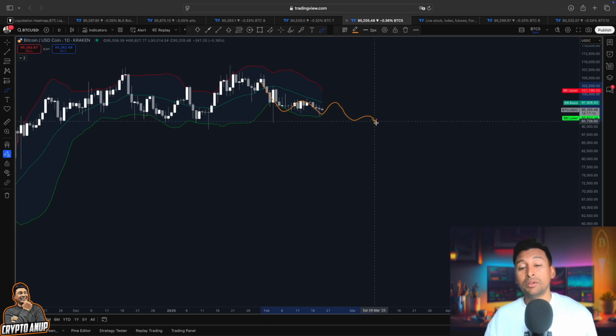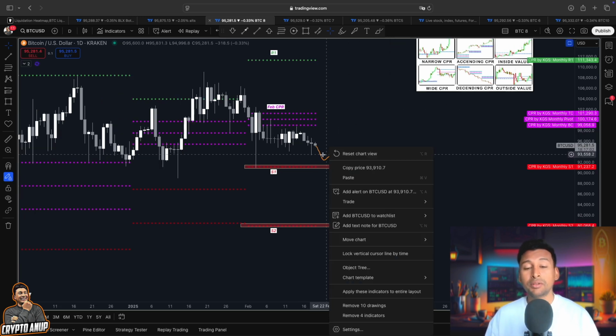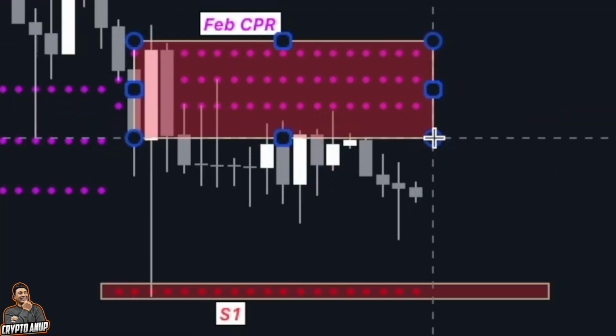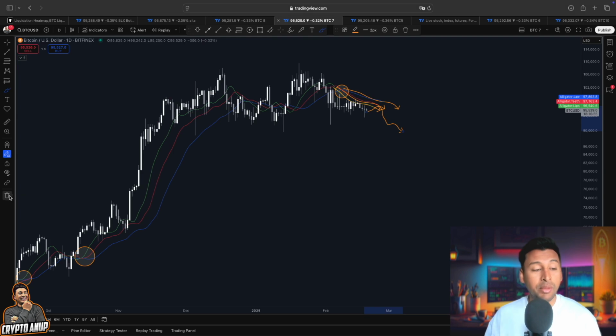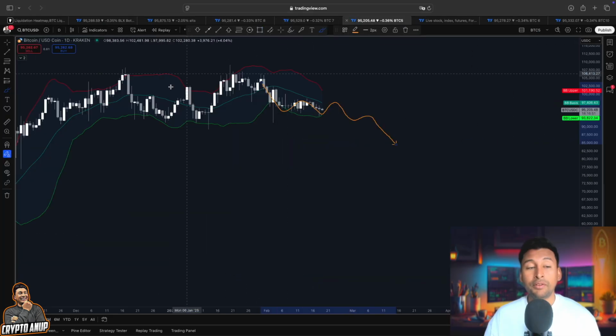If the price wants to invalidate this bearish move to the downside around 85,000, what must the price in the immediate short term do? The price must regain its strength above 100,000, or above the CPI trend line, above this Williams Alligator indicator, above this Bollinger Band. Yes, you heard that correctly, guys.